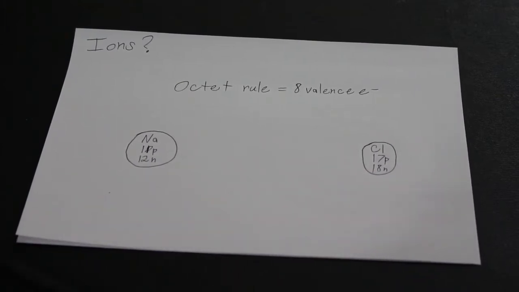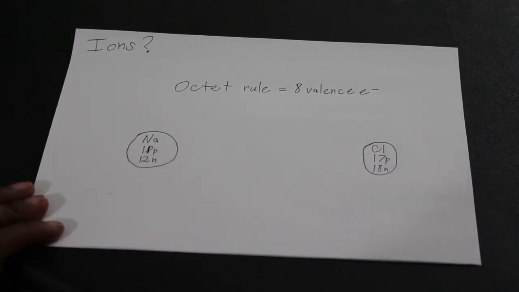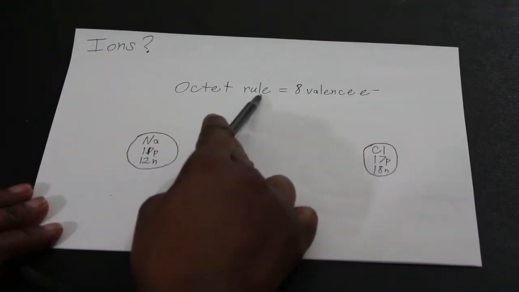What are ions? I'm glad you asked that wonderful, fabulous question. Ions are elements or atoms that have a positive or negative charge as a result of gaining or losing an electron. So all elements want to be stable. That means they want to be happy. In order for them to be happy, they have to satisfy what we know as the octet rule.